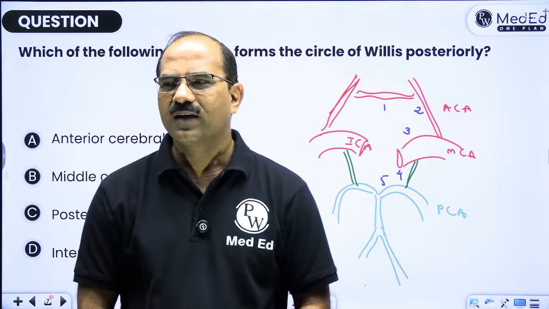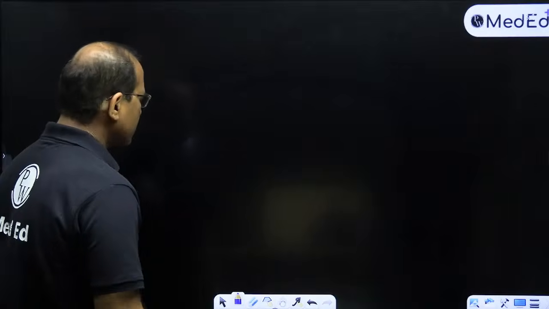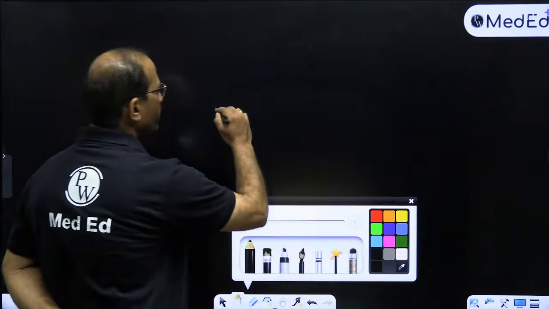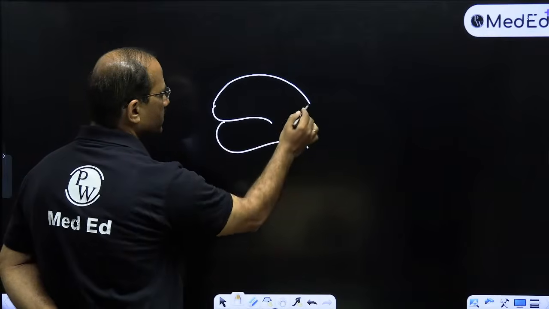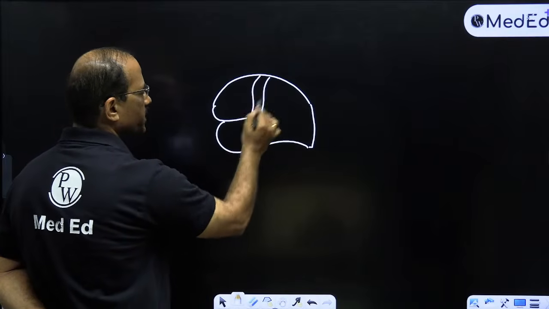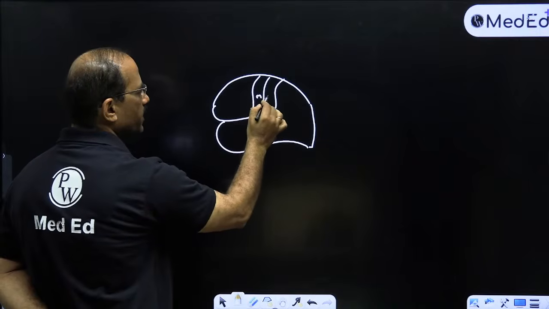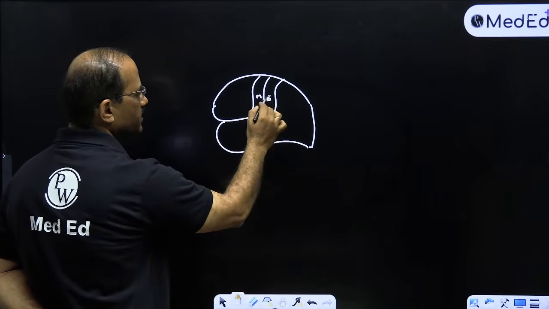Any guesses? Come on, students, you can answer this. The sensory or the motor area. Look, if I draw it like this, that's a cerebral hemisphere, this is the central sulcus, precentral, postcentral, this is the motor area, that's a sensory area.